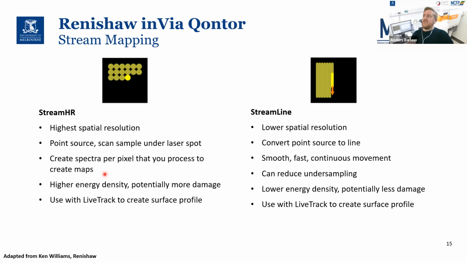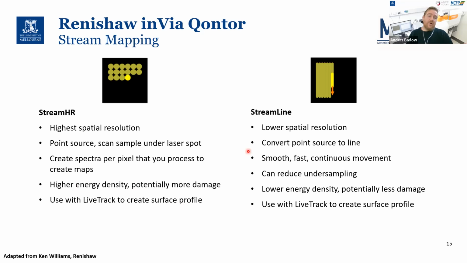So you're not looking just at a single scattered wave number and generating a map from that. At every single pixel, you are collecting a complete spectrum, and you can process all of those spectra to generate your different maps. In the StreamHR mode, you will have a higher energy density, which will potentially lead to more damage for samples that are sensitive to laser light. And you can use this with LiveTrack to create surface profiles as well. So keeping the laser in focus and keeping your data acquisition of high quality.